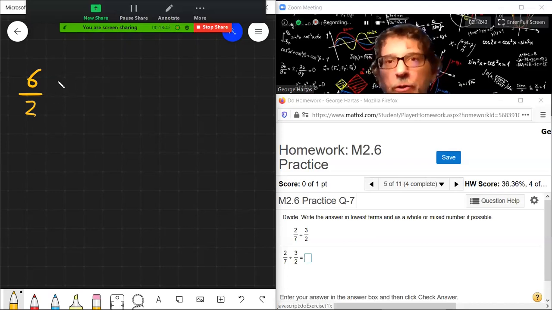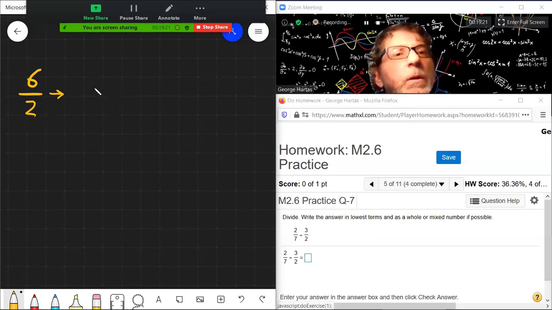Now, we know the answer is 3 here, right? 6 divided by 2 is 3. What if we change this to multiplication? Now, dividing by a number is the same as multiplying by its inverse. So let me write this down here so you can see. Dividing the 6 by the 2 is the same as multiplying by the reciprocal of the 2.